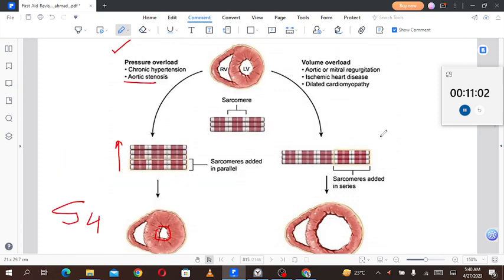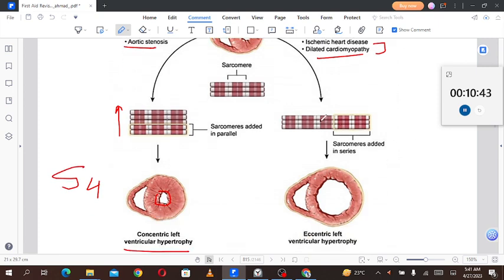The volume overload, in that case, aortic or mitral regurgitation, or maybe ischemic heart disease or dilated cardiomyopathy. So in the first condition, more and more blood is retained inside, and in the second condition, the heart cannot pump the blood because of its failure to contract. So that is the condition. In that case, the sarcomeres are being added in series. So they're connected in series, like over here.